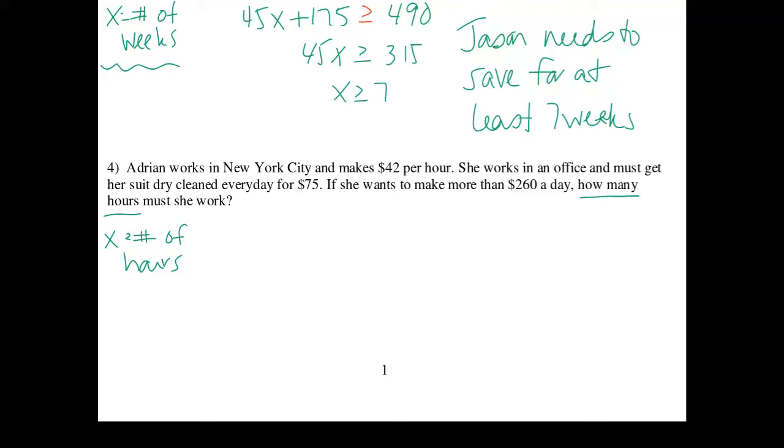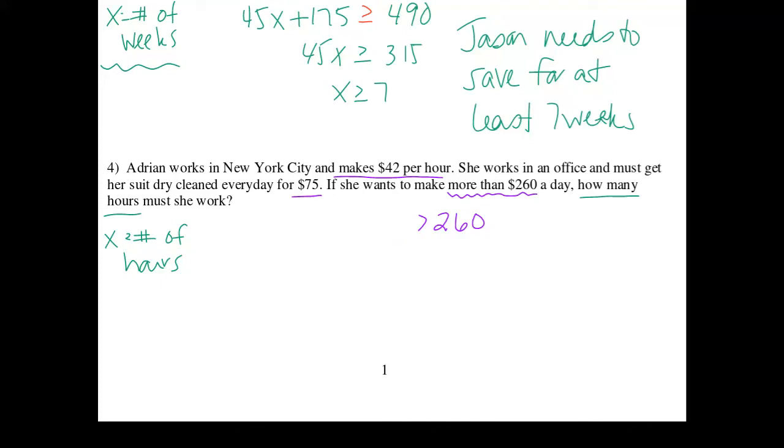x is going to be the number of hours. Now, the second thing I want to do is underline some key phrases here and numbers that we're going to need for the inequality. So she makes $42 per hour. She gets her suit dry cleaned every day for $75, and she wants to make more than $260. I'm going to start with the more than $260. Her money that she makes needs to be more than $260 every day. So more than, that's another phrase for greater than. So her money over here that we're going to write needs to be greater than 260.